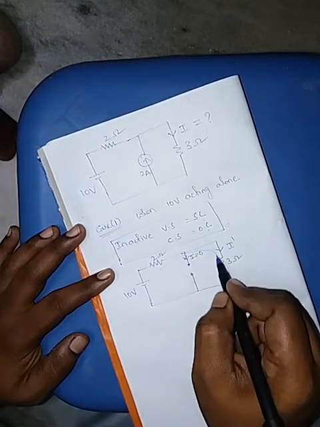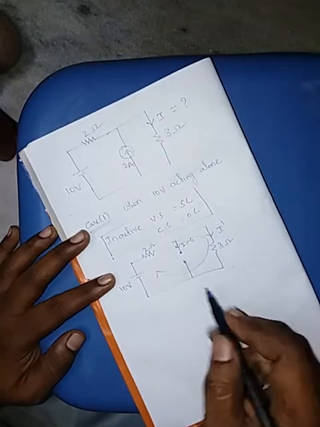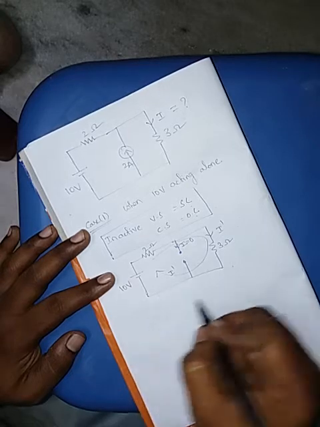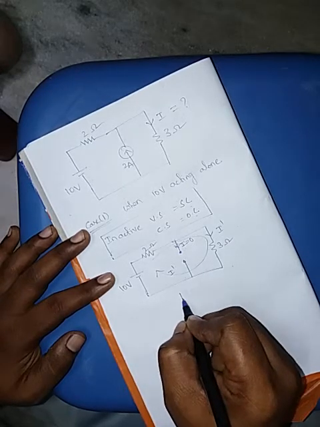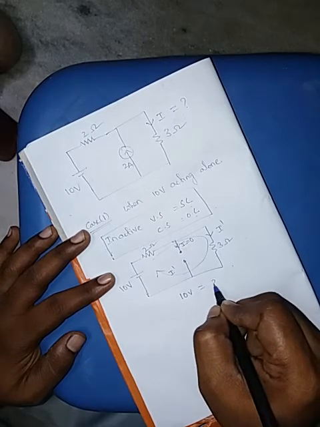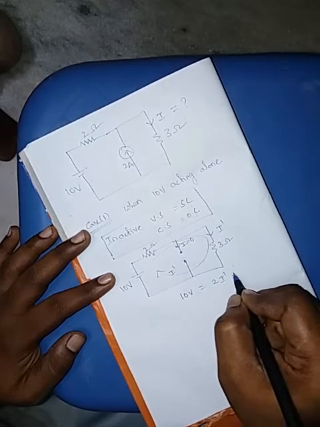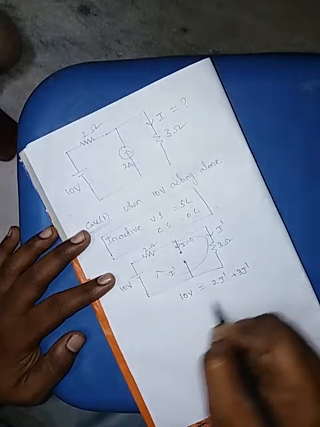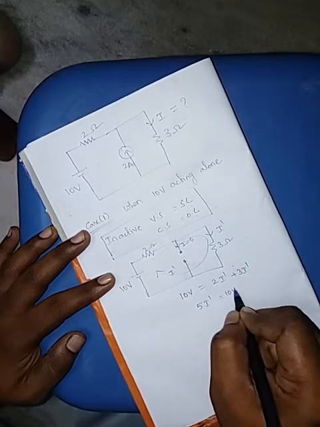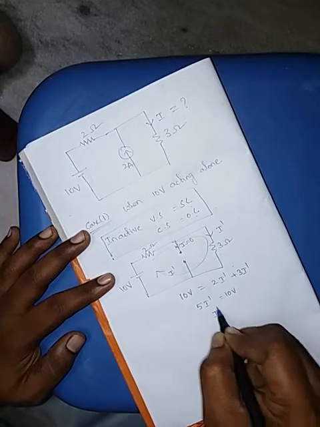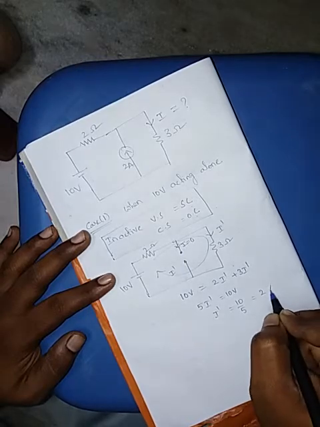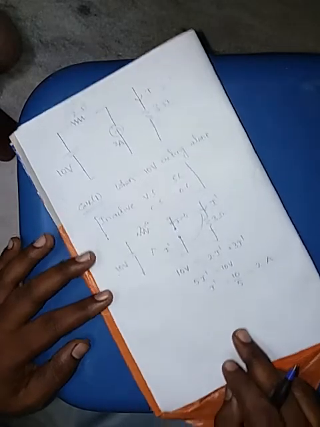Now we can apply the KVL here. If you apply the KVL, the current is I dash. Now excitation is equal to drop. That is, excitation 10 volts is equal to drop, 2 I dash plus 3 into I dash. That means 5 I dash is equal to 10 volts. That means I dash is equal to 10 by 5, which is equal to 2 amperes. I dash is equal to 2.